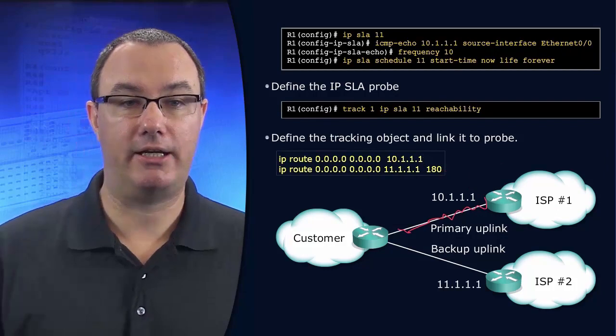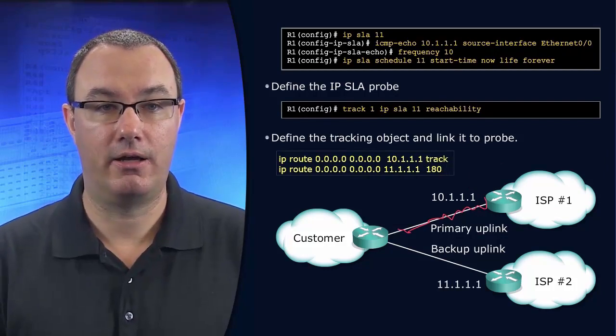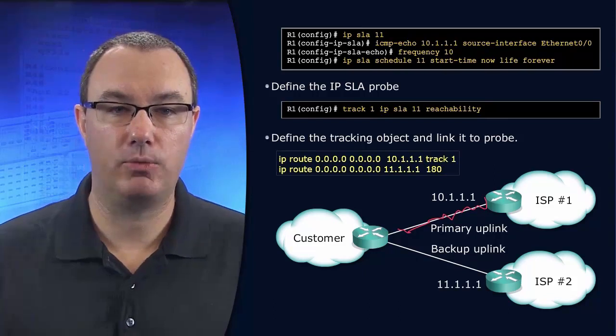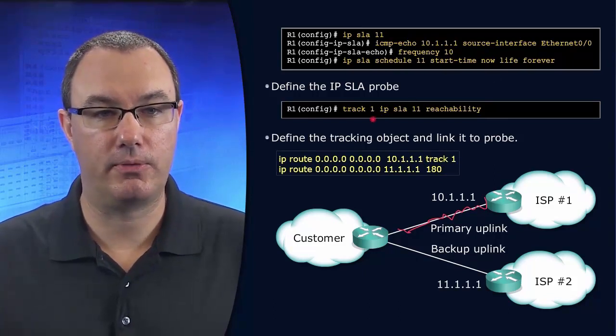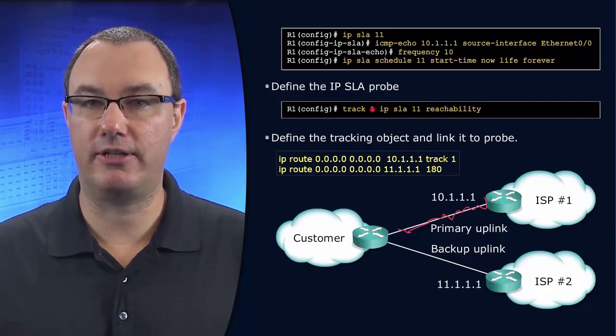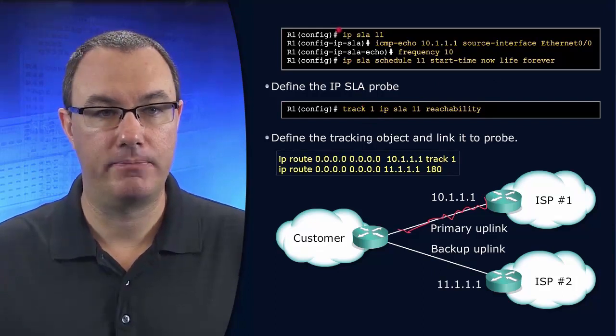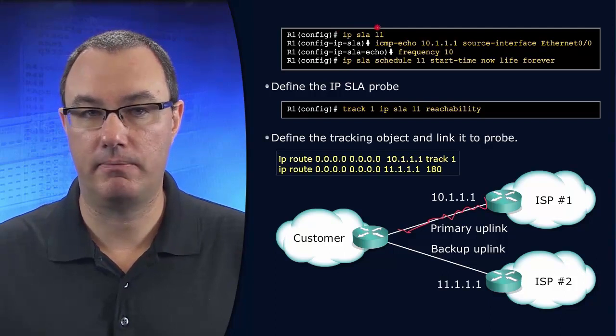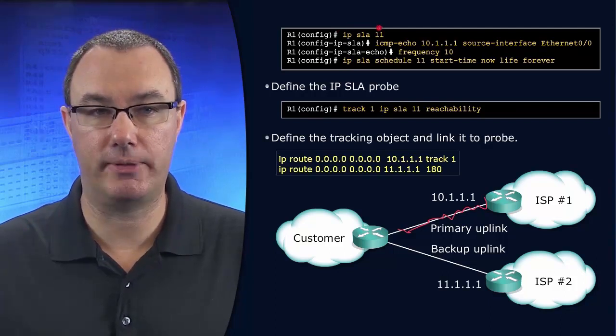So I'm going to add in track object 1, which is in reference to this object right here. Let's see how this syntax for IP SLA works. We build in the probe. IP SLA probe number. Doesn't matter, but we're going to reference it in just a little bit.